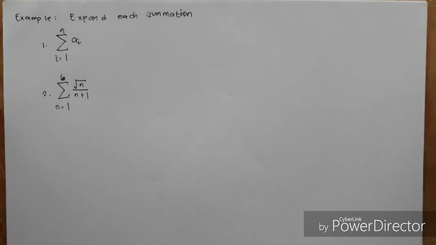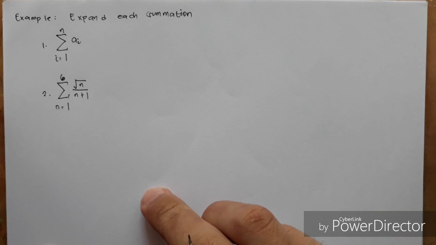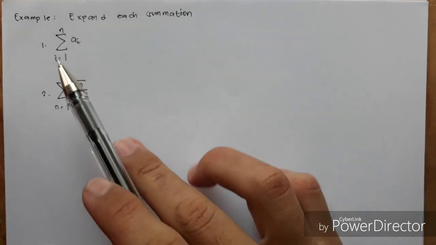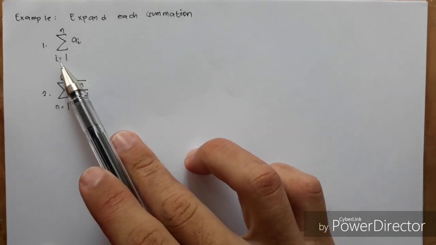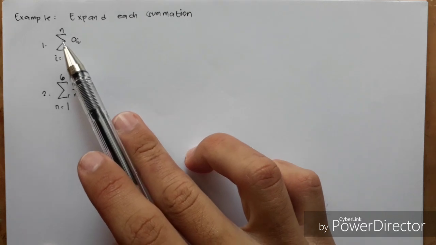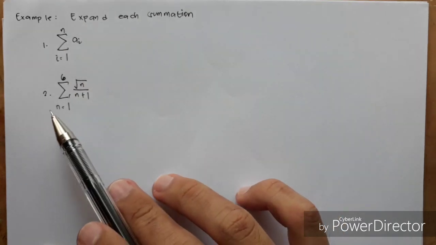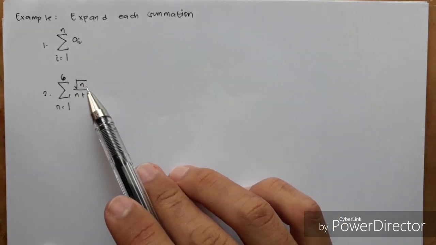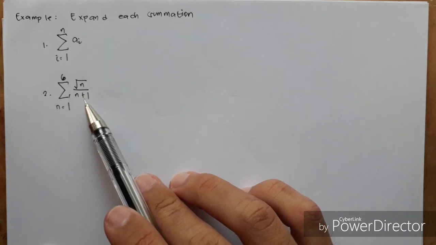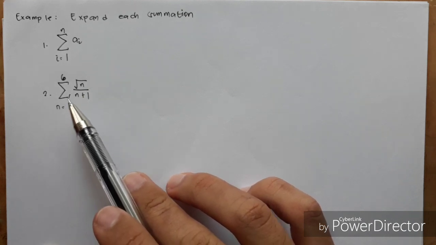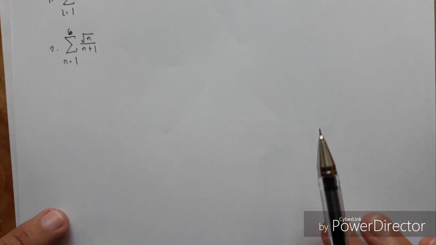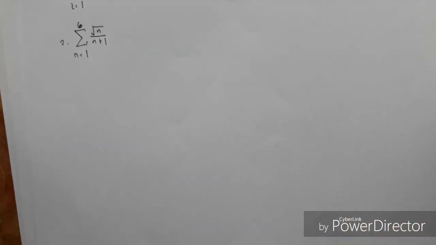For you to learn more, let's have some examples. Expand each summation. The first example is the summation of a sub i, where i is equal to 1 until n. And the second example is the summation of square root of n over n plus 1, where n is equal to 1 up to 6. Let's expand the first example.